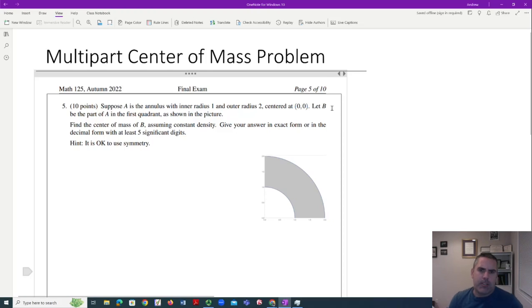Hi there, somebody's asking about this on the discussion board. This is the fall 2022 final. It's a multi-part center of mass question.